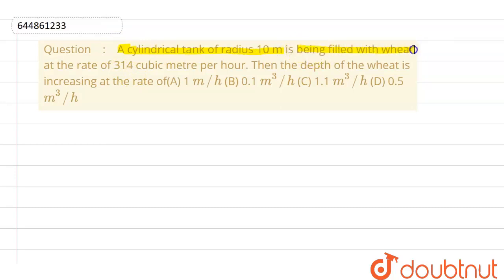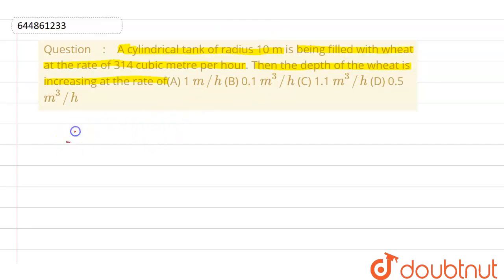In this question, it is given that we have a cylindrical tank of radius 10 meter being filled with wheat at a rate of 3.314 cubic meter per hour. So we need to find the rate at which the depth of the wheat is increasing.